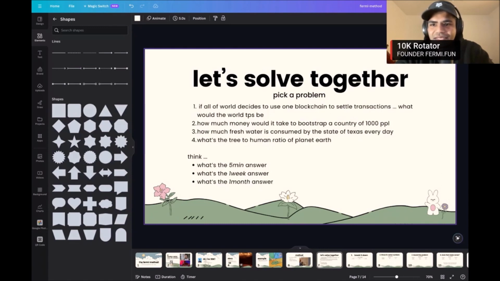I don't see anyone pick a problem, so I'm just going to pick one. So let's try to do the first one. If all of the world decides to use one blockchain to settle transactions, what would the world TPS be?